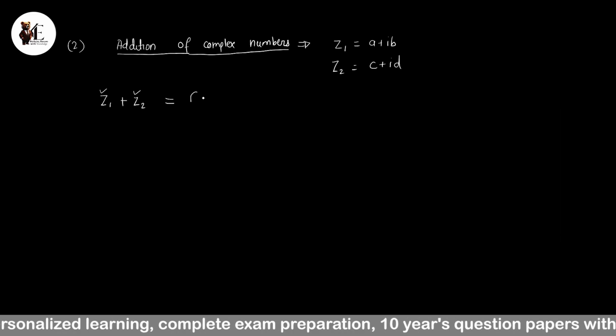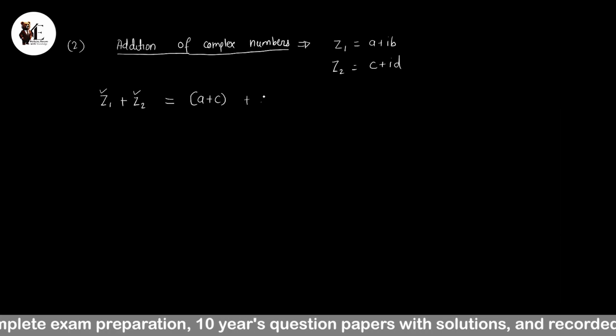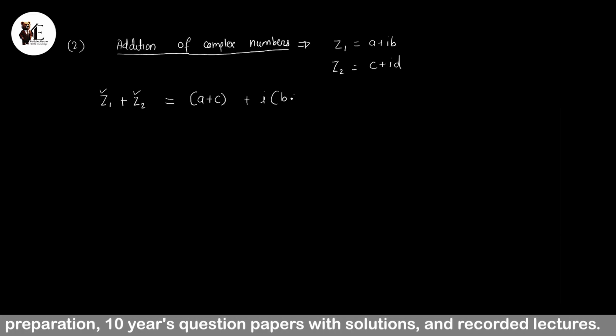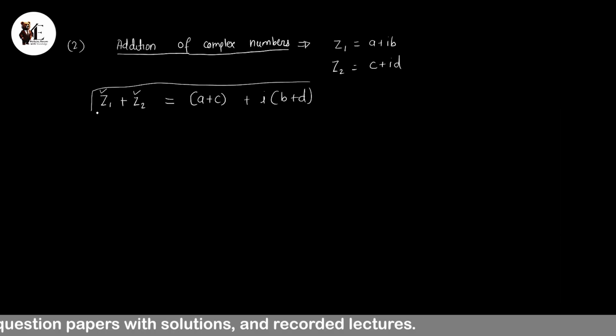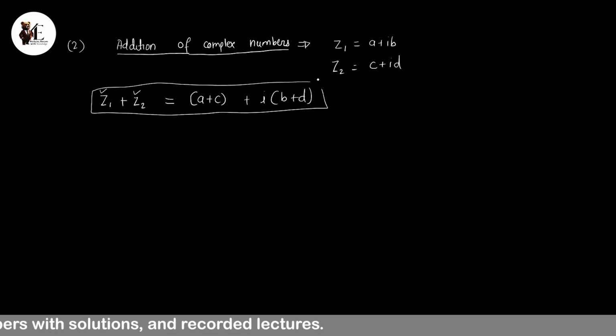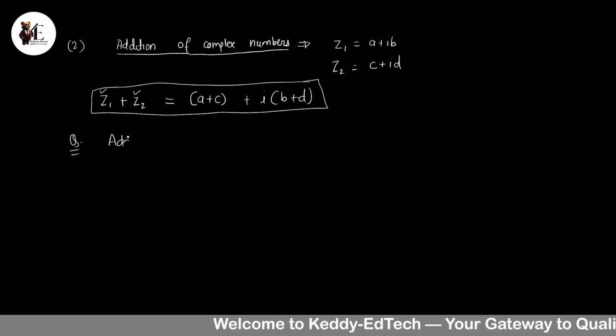We just add the real parts, that is a plus c, and imaginary parts together. So that's how we add two complex numbers. Add real parts together and add imaginary parts together. So I'm writing a question for you. Based on this one, you have to tell me the answer.